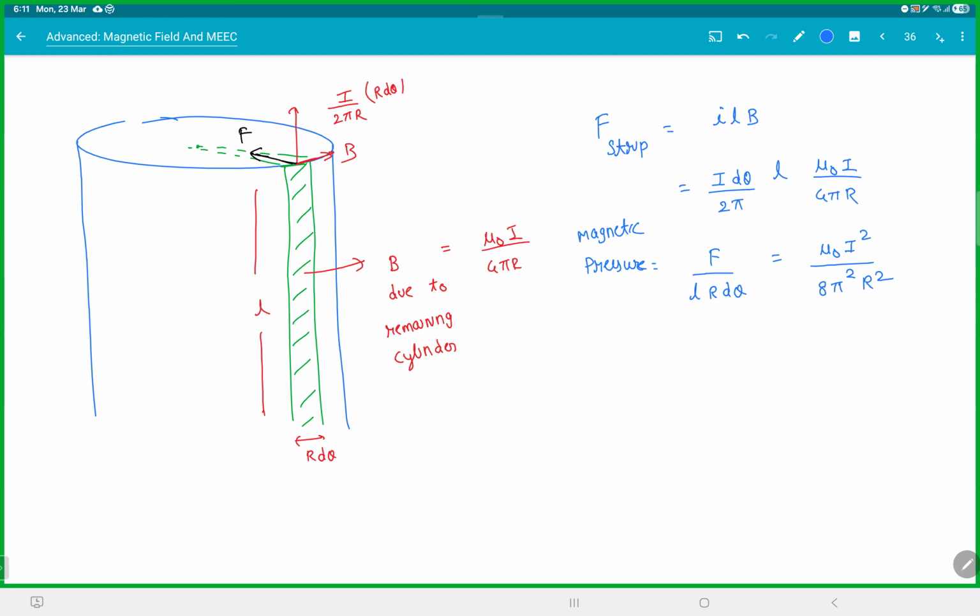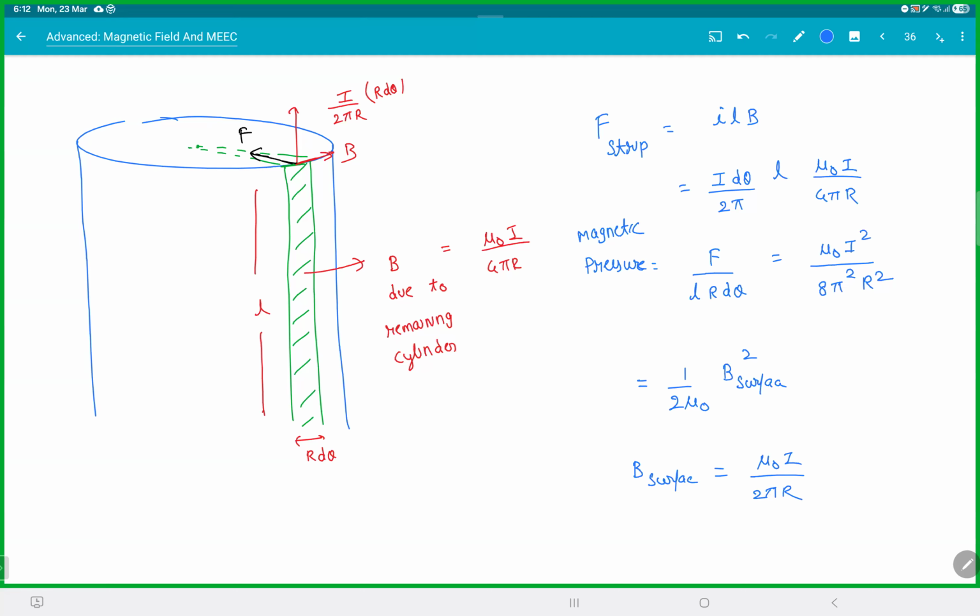Are you clear with this? If you have taken the full magnetic field, you'll get a 4 there. And there's a very beautiful way to write this answer. You can also write this thing as 1 by 2 mu naught B surface square, where this is the net field, okay? So B surface is mu naught I by 2 pi R. So if you substitute that, you actually get the same answer.